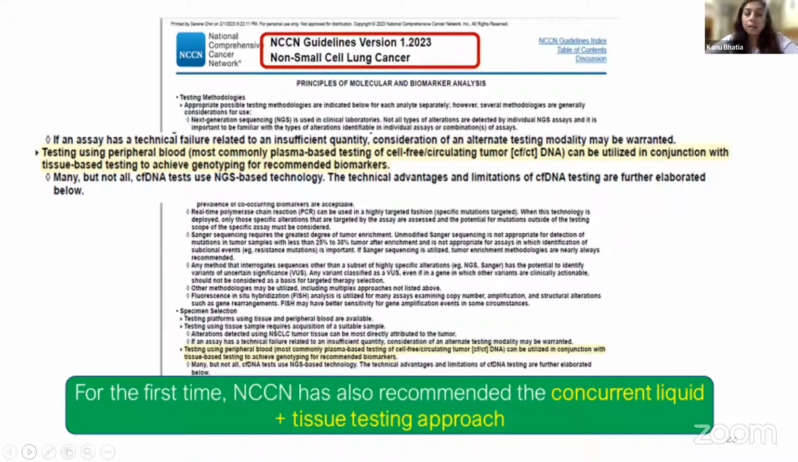Which is why, seeing all these advantages, NCCN now has incorporated liquid biopsy in the testing strategy. They say that you can test the peripheral blood concurrently with the tissue to achieve comprehensive genotyping for a patient of non-small cell lung cancer.